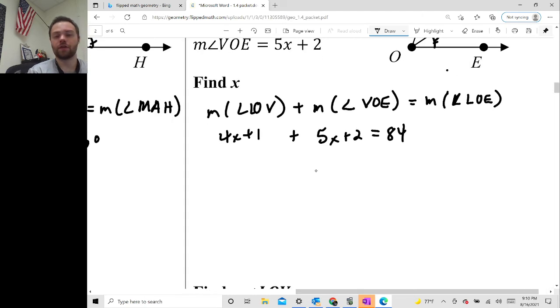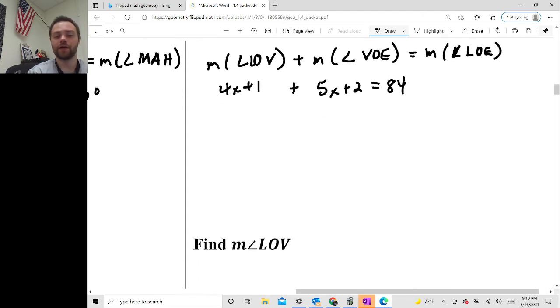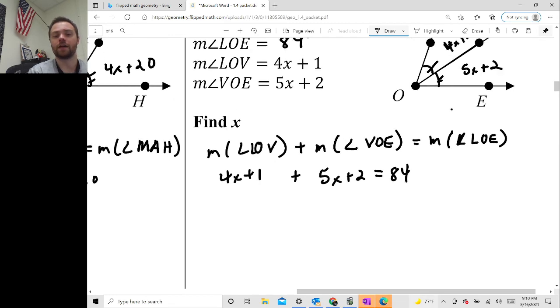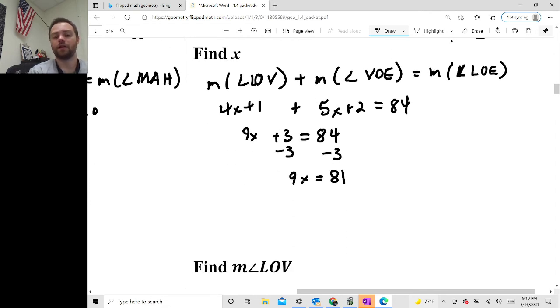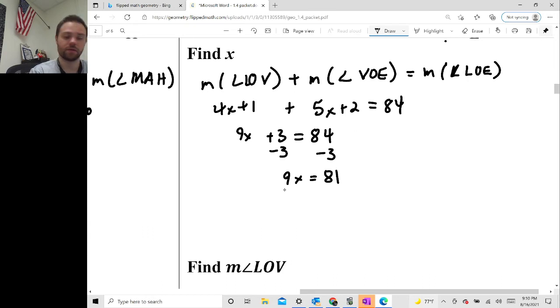So from here I can just solve it out and solve for x, but they want to know the measure of angle LOV, so we'll come back to that. So we're going to find x first. So I've got 4x plus 5x, which is 9x. 1 plus 2 is 3. So I've got 9x plus 3 equals 84. So now I'm going to subtract 3 from both sides of the equation, and I get 9x equals 81. So from here, 9 is being multiplied by x, so I'm going to divide both sides by 9, and I get x equals 9.